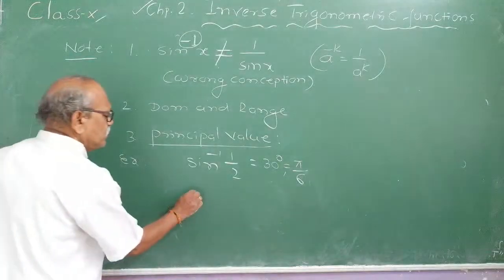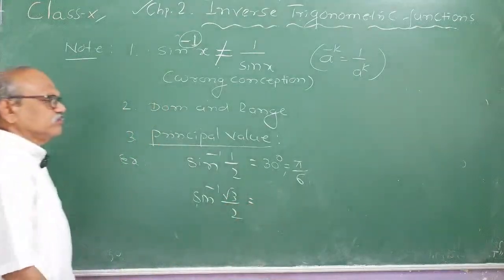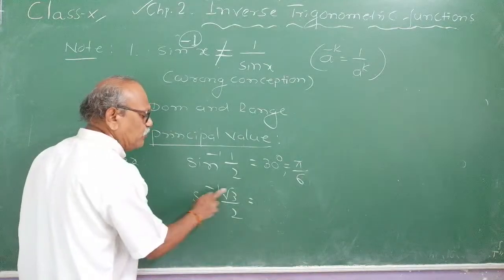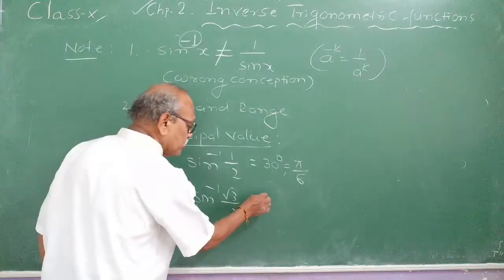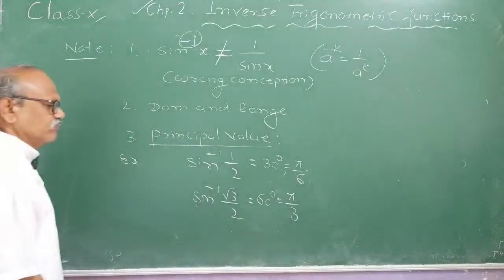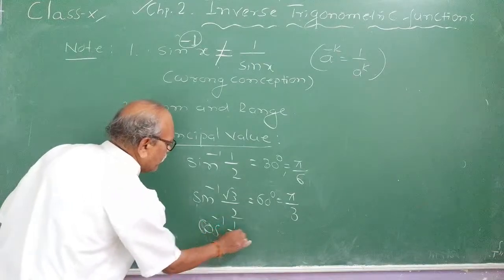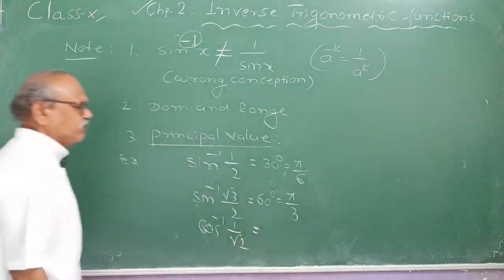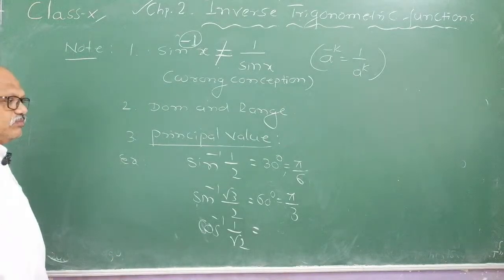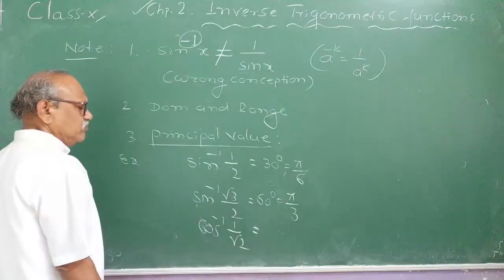What is the value of sine inverse root 3 by 2? For what angle of the sine do you get root 3 by 2? You must know that, 60 degrees, which can be written as π/3. What is the value of cos inverse 1 by root 2? For what angle of the cos do you get 1 by root 2?